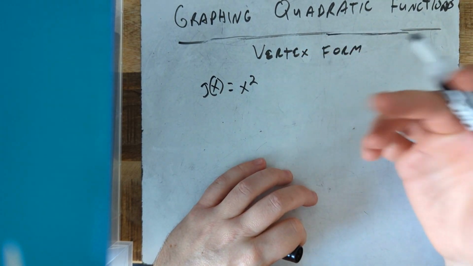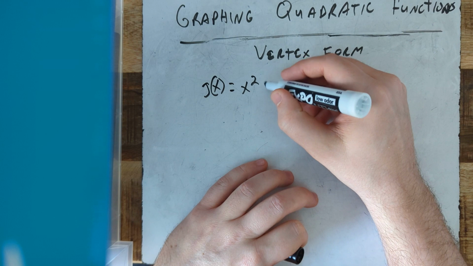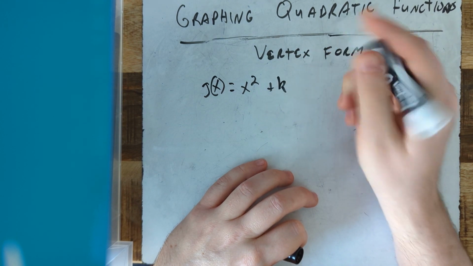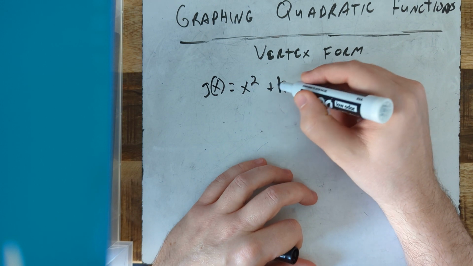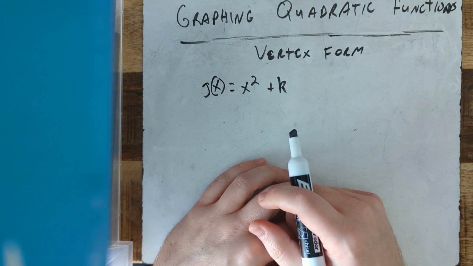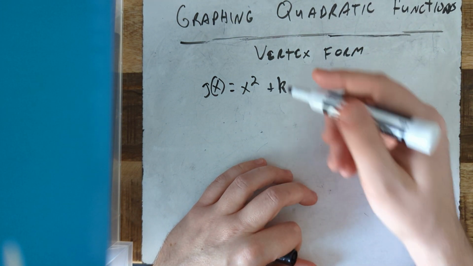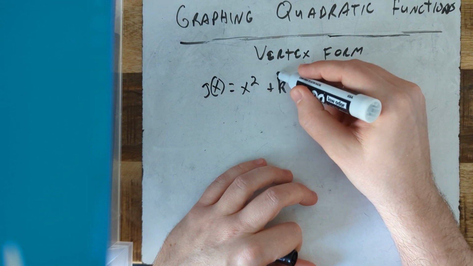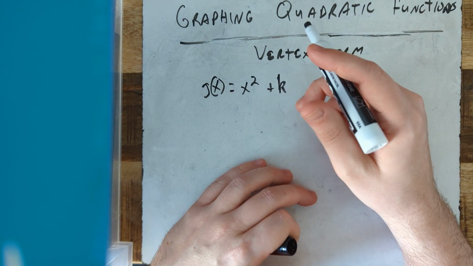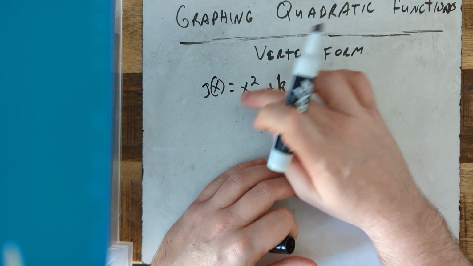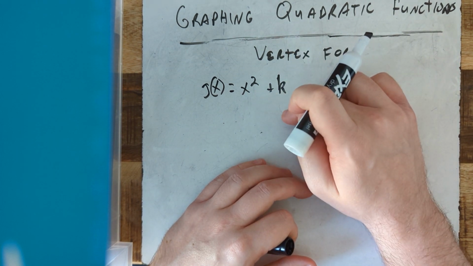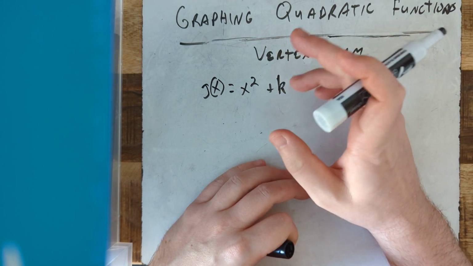So the first way we're going to shift it is we're going to add this plus k. Now we have x squared plus k. What this means is your k here tells you if you're going to shift it up or down. That's all we're going to do. This part stays the same. The k tells us if we're going to go up or down on our graph.